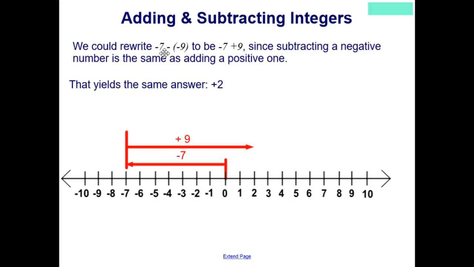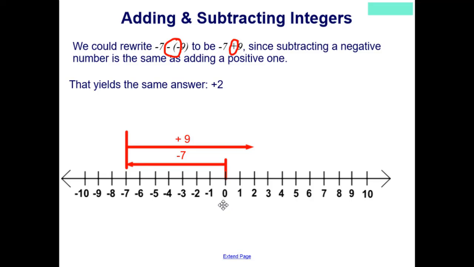Instead, we can rewrite the negative 7 minus negative 9. Let's change that, right? 2 minuses make a plus. Let's change those to the plus. Changing the problem to be negative 7 plus 9. Since subtracting a negative number is the same as adding a positive one. And this should yield the same answer.